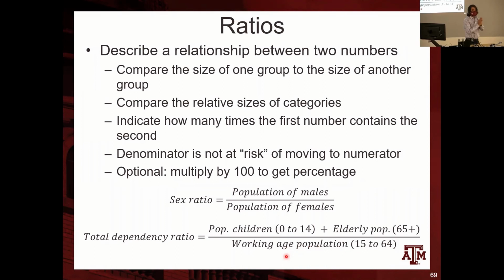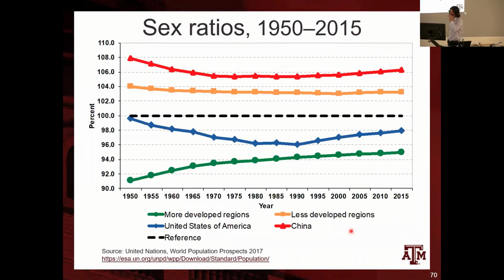But here, the people who are in the working age population in a specific year, in a specific population, are not at risk of moving to the numerator. They are here, and we are comparing that size to the size of children and the older people. So that's what our ratios are. Okay? And this is one example of sex ratios from 1950 to 2015.